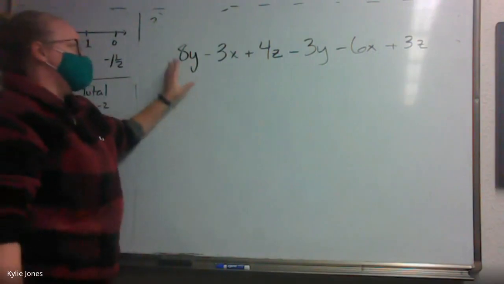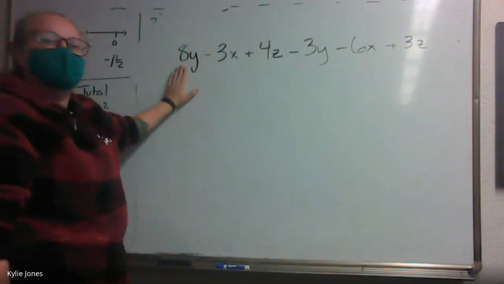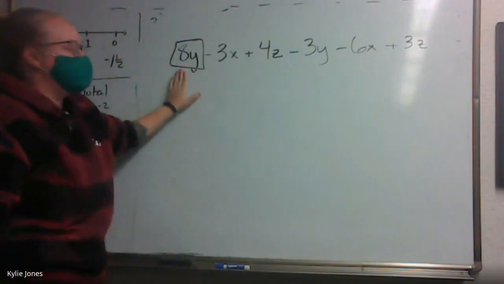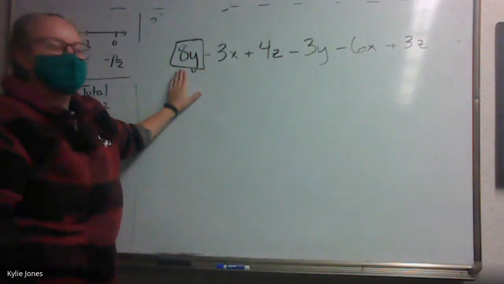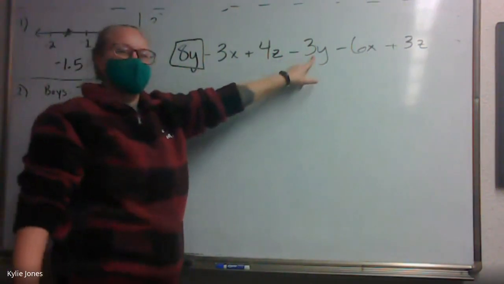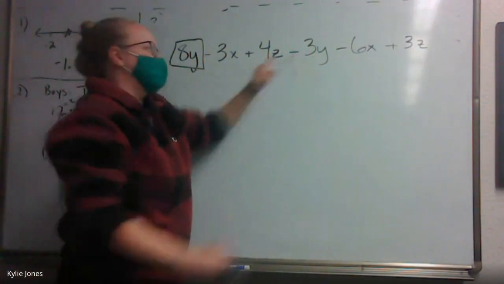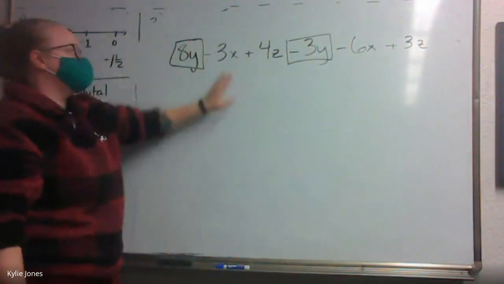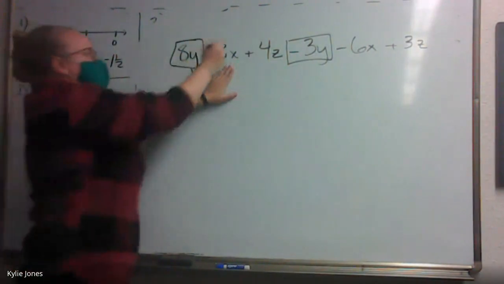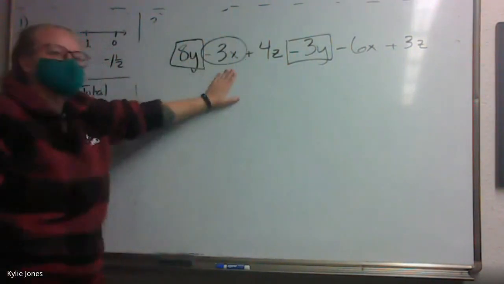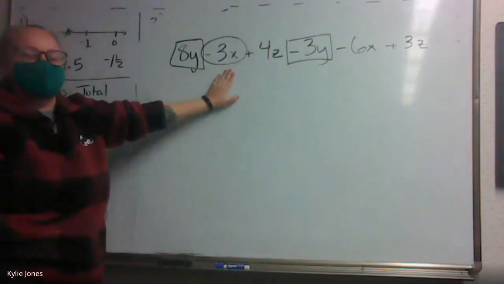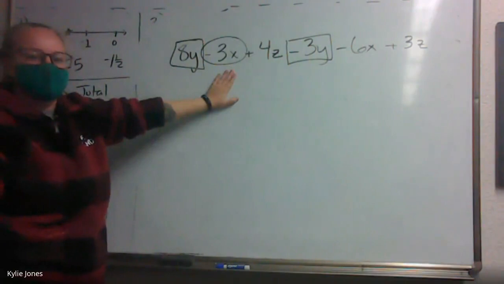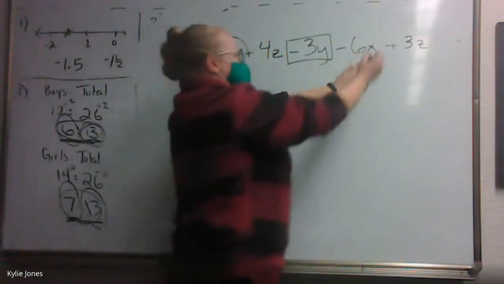So let's start with the y's. 8y. Let's start with boxes around the y's. What can I combine with the 8y? Just 3y? Good. Don't forget the sign in front. This is minus 3y. Now let's look at our x's. We have negative 3x. This is going to have some negatives in it, so it'll be fun. Which one can I combine with it? Good, the negative 6x.